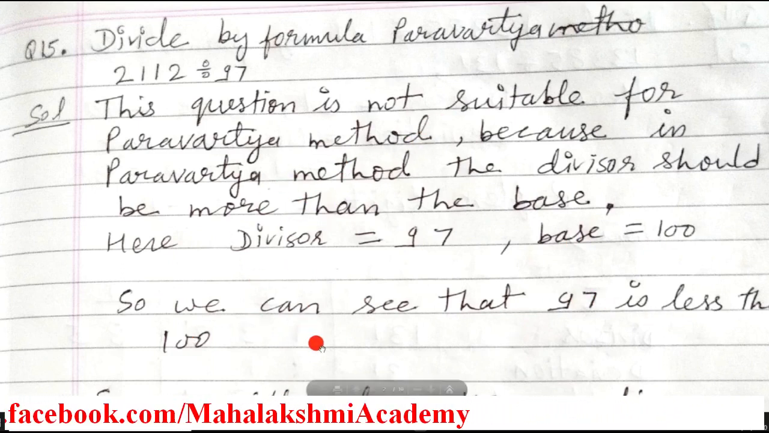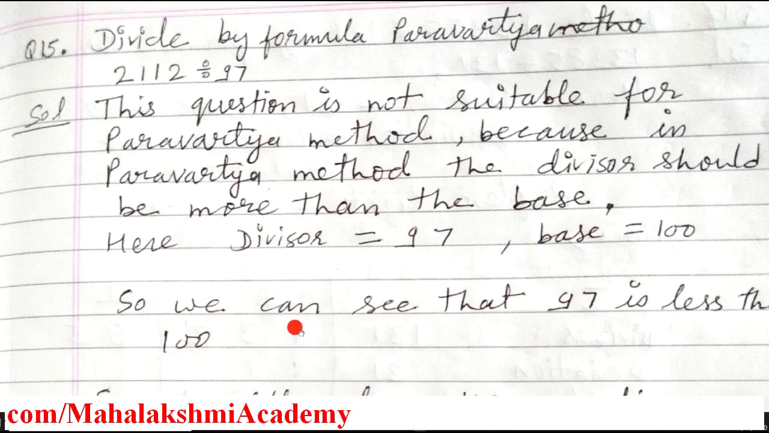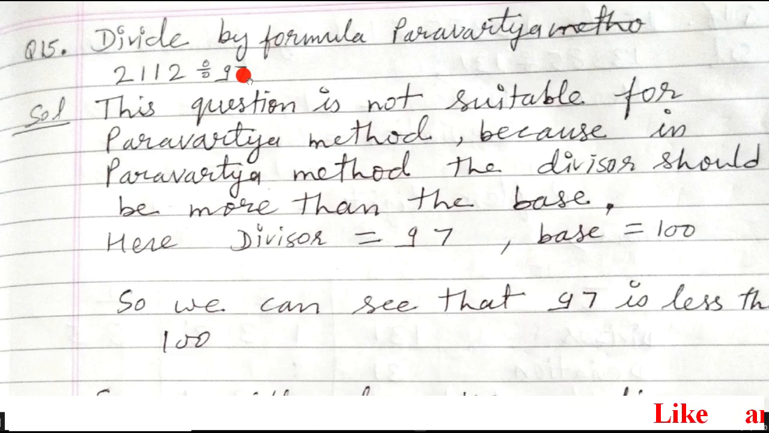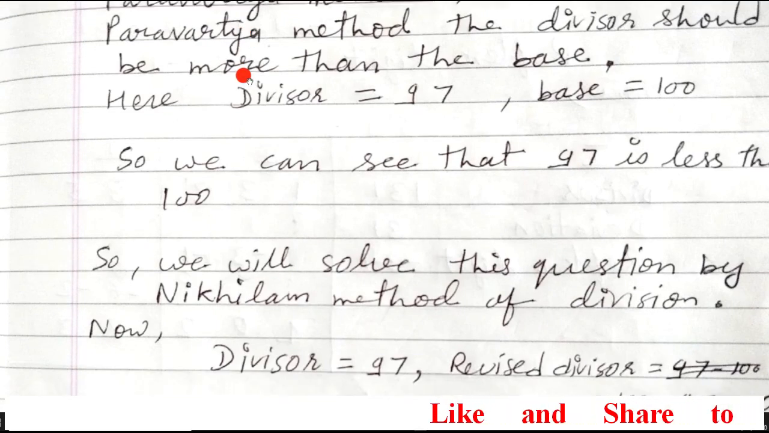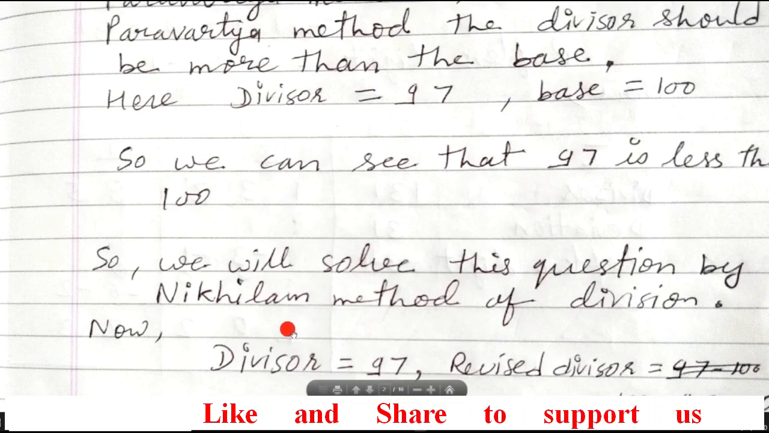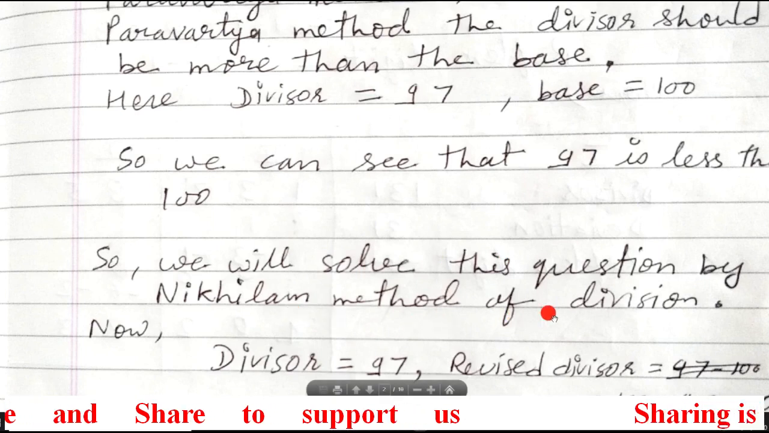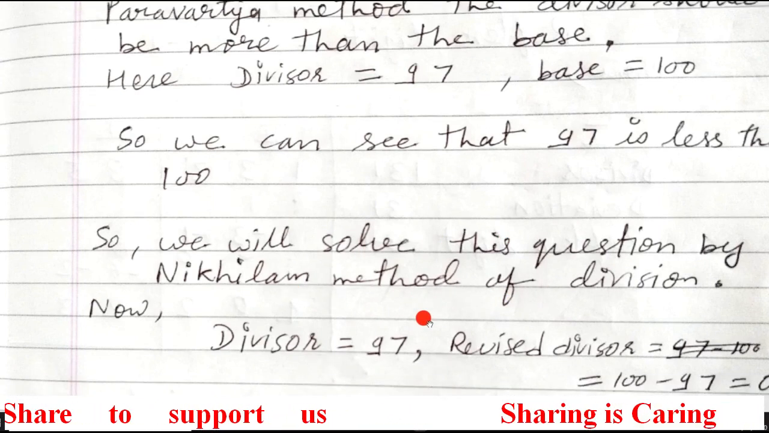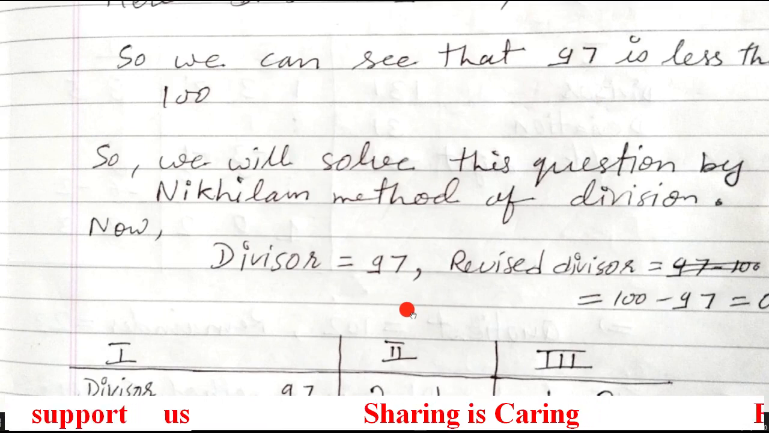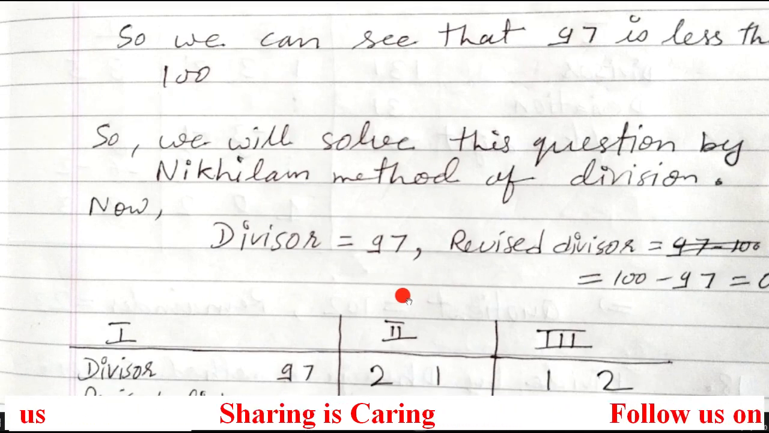So first you should explain why this question is not suitable, and if it is not suitable for the Parvartiya method, then just do the question by any other method for which the question is appropriate. So here the question is appropriate for the Nikhila method. That's why, after mentioning why you are not doing it by the Parvartiya method, write down which method you are going to opt for. Here I wrote, so we will solve this question by the Nikhila method of division. As I explained in questions number 13 and 14, in the same way we will do this question.